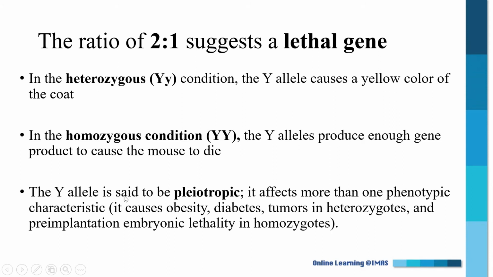This allele is called pleiotropic. Pleiotropic means it can have many functions at the same time, so it affects more than one phenotype. Here, in the heterozygote, it also causes obesity, diabetes and tumors, and in the homozygote it causes what we call pre-implantation embryonic lethality. So the embryo cannot implant in the uterus, and the embryo will die. This is what we call a lethal gene.